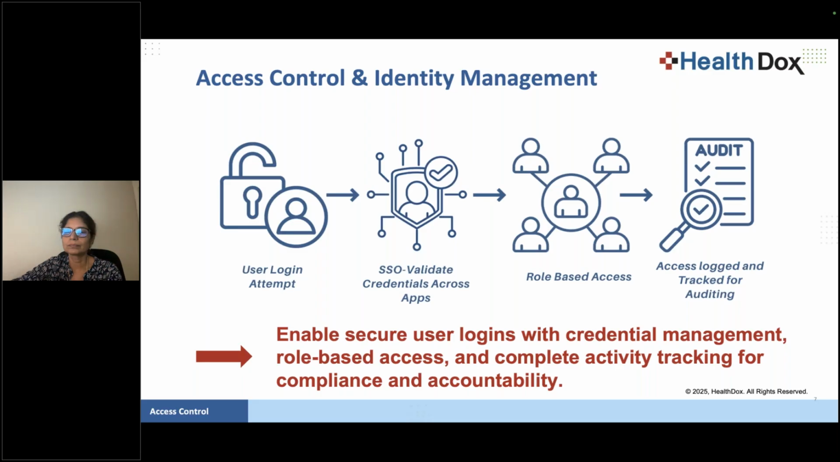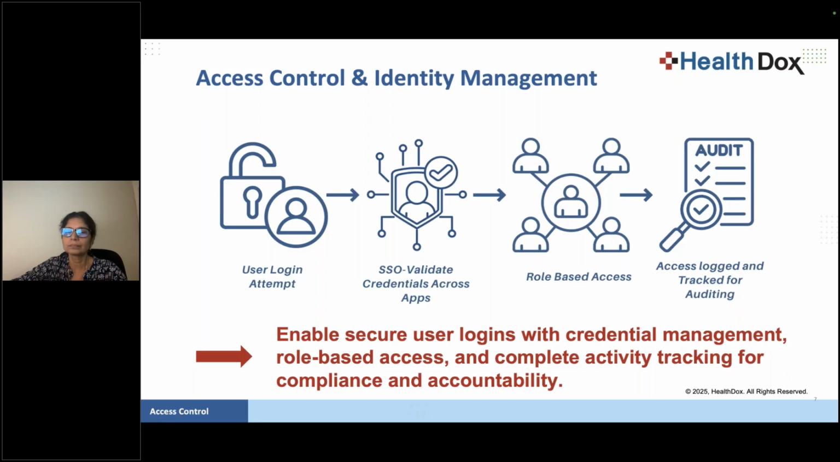Role-based access ensures staff only see the patient information they need for their job. For example, a nurse should see the charts related to their job, and billing staff should see the payment data. That's how role-based access ensures the required staff see only the patient information that is required to perform their job. And the other thing is identity management.